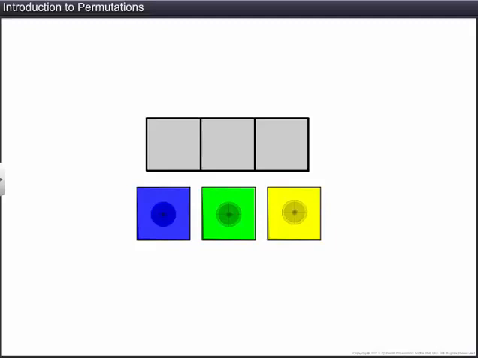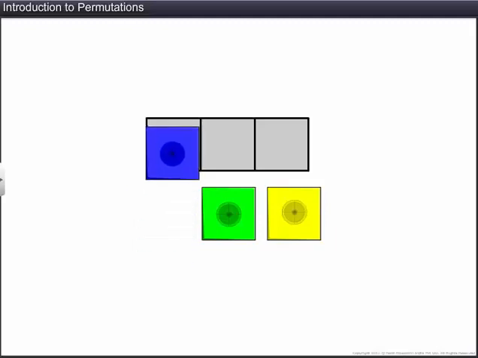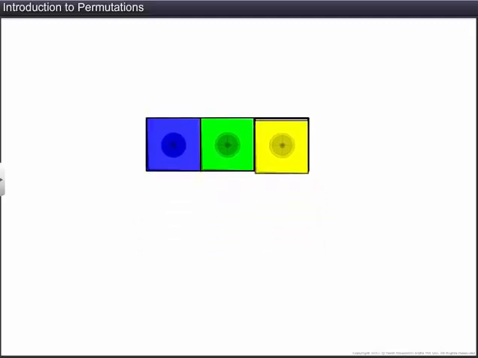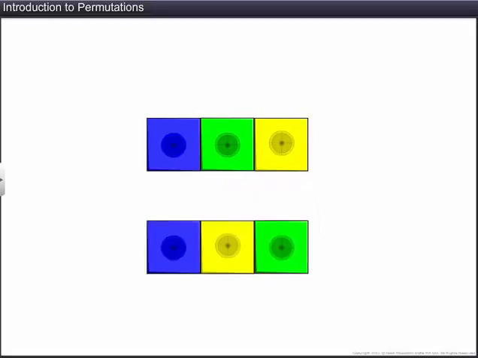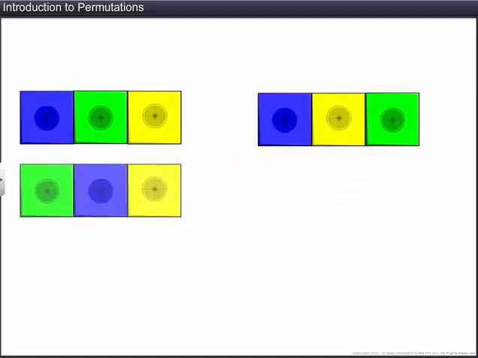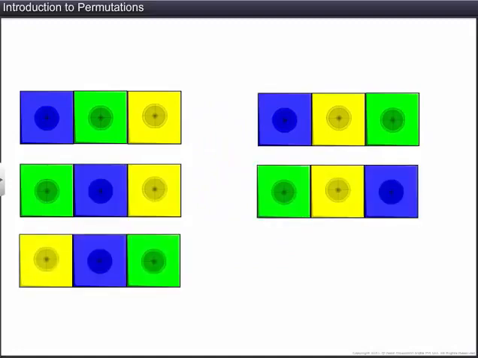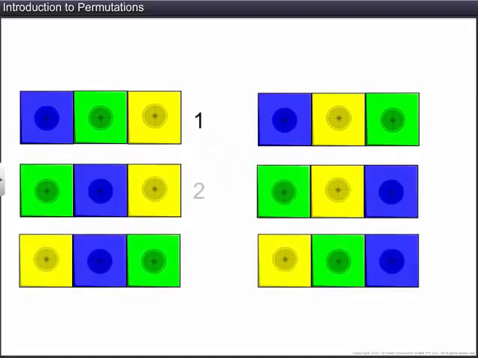Here, take a frame and 3 small square tiles that can be put in the frame. Our study is, in how many ways can we arrange the tiles in the frame? Let's start with a blue tile. We then arrange the other tiles in 2 ways as shown. The other arrangements, starting with the green and yellow tiles, are as shown. We have a total of 6 arrangements.